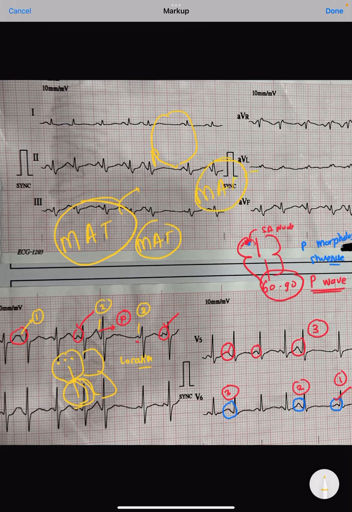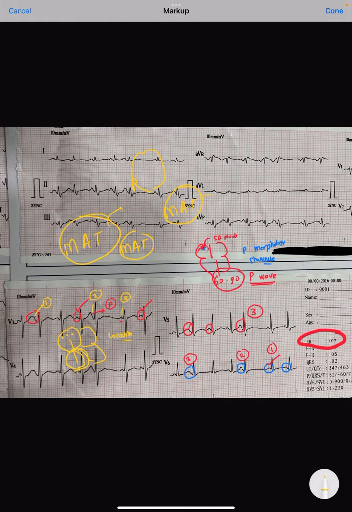The treatment is to correct the underlying problem, and in MAT the heart rate can be reduced by beta blockers or calcium channel blockers like diltiazem and verapamil.